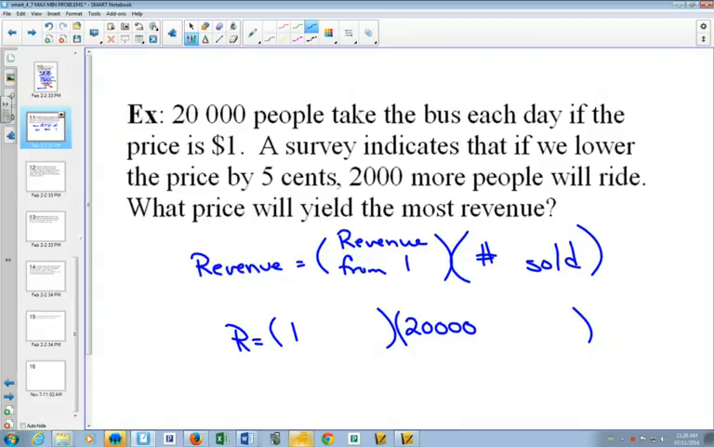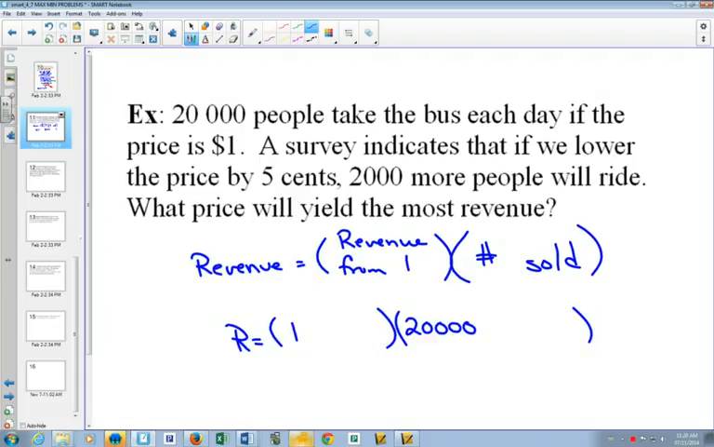Now, revenue is money coming in, which doesn't take into account costs. There's cost, revenue, and profit. Okay? Profit is revenue minus your costs. That's how much money you make. Revenue is just the total amount of money coming in. Okay.